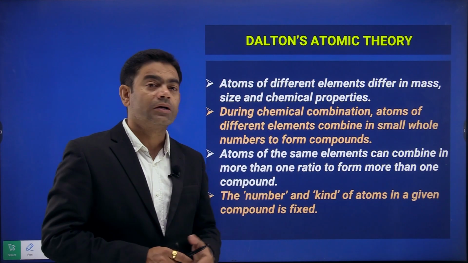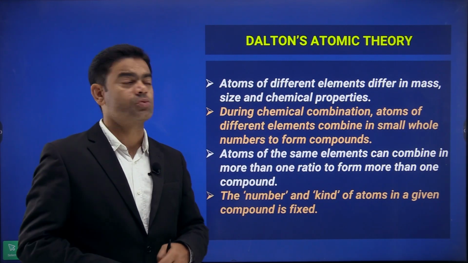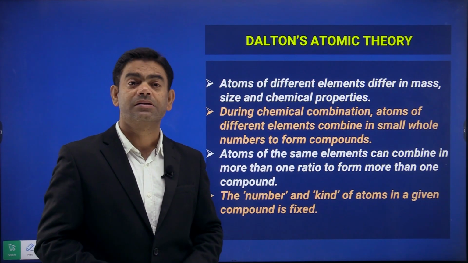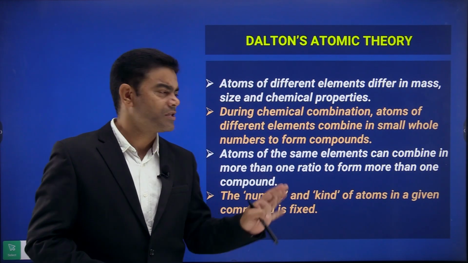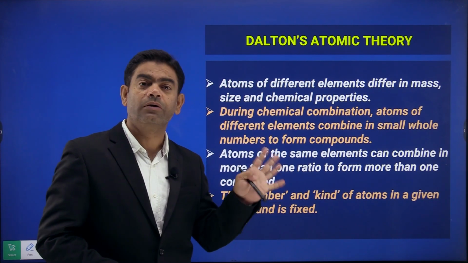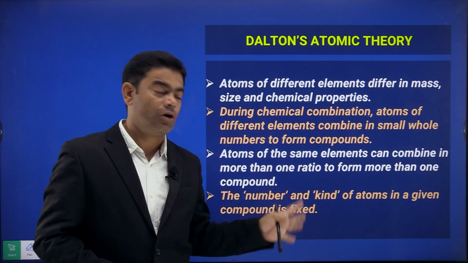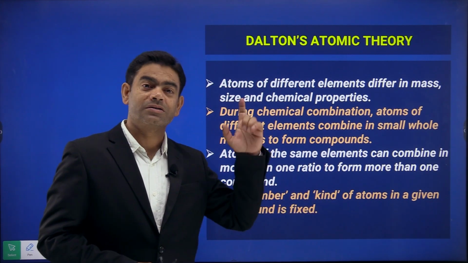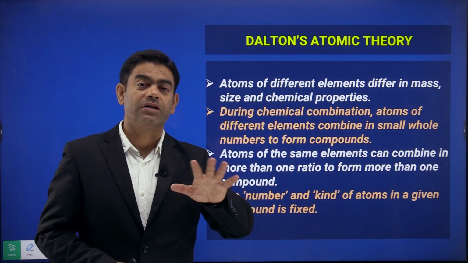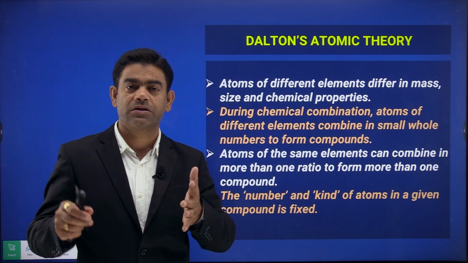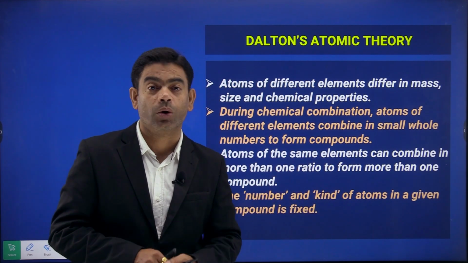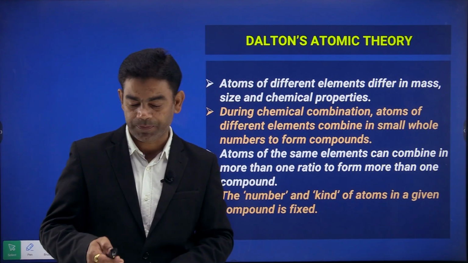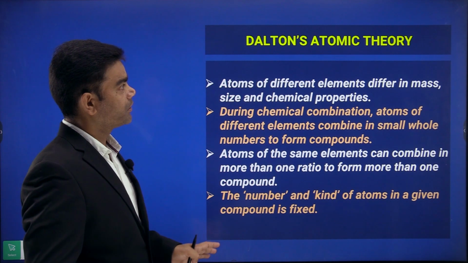So, this was the theory given by Dalton, Dalton's atomic theory. This theory is based on two laws only, law of constant mass and law of constant proportion. Constant proportion to yahan par aa gaya. They are always fixed. Constant mass, atom can neither be created nor destroyed. Jitna aapne react kiya, product mein utna hi hoga. So that is based on the law of conservation of mass. So this was John Dalton's theory.